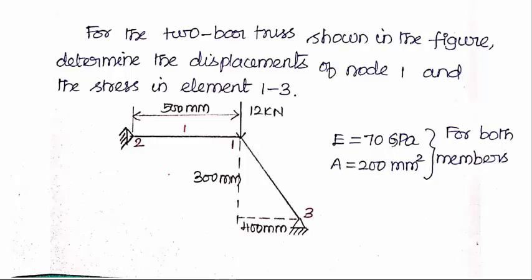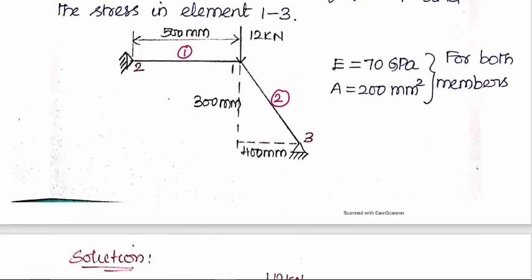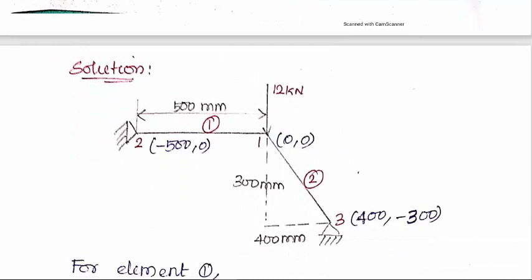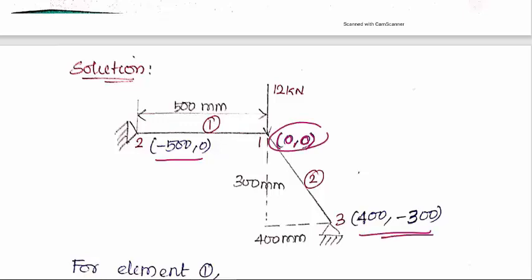We can name this as element 1 and this as element 2. To solve the problem, first we have to set the coordinate positions of each nodal point. The first nodal point can be assumed to be at the origin. So by keeping the first nodal point as the reference point, it will have the coordinate positions 0, 0. From the given dimensions, the coordinate positions for the second nodal point are minus 500, 0, and for the third nodal point, with the first nodal point at 0, 0, they are 400, minus 300.